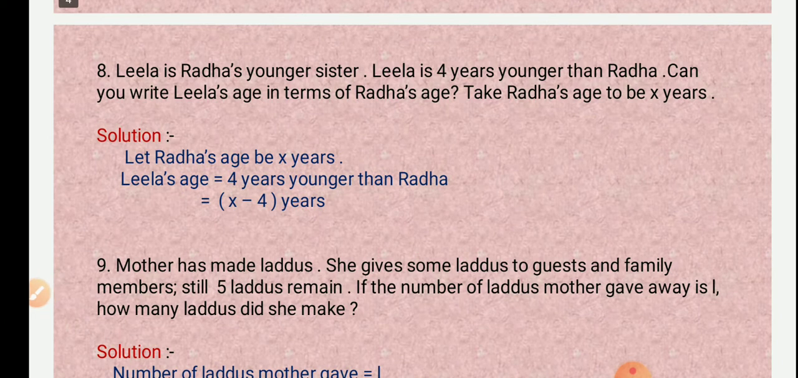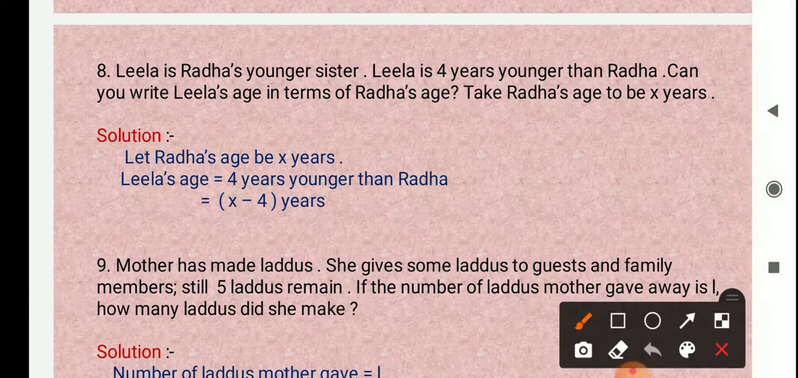8. Leela is Radha's younger sister. Leela is 4 years younger than Radha. Can you write Leela's age in terms of Radha's age? Take Radha's age to be X years. So let's see solution of this word problem.